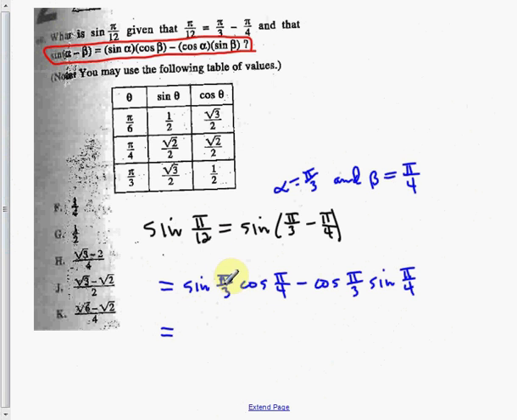So here this sine of pi over 3 is the square root of 3 over 2. Cosine of pi over 4 is the square root of 2 over 2. Minus cosine of pi over 3. Cosine of pi over 3 is 1/2. Times sine of pi over 4, square root of 2 over 2.